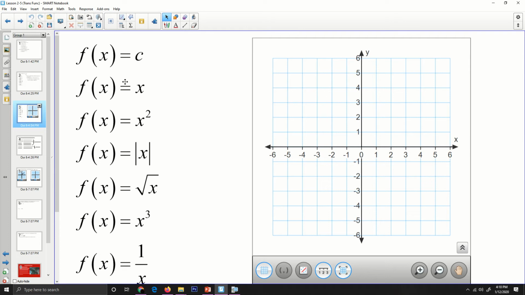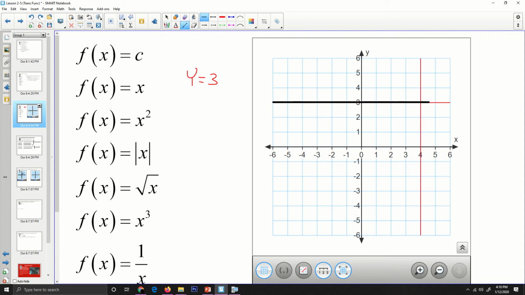So the constant function, just as a real quick one, a constant function is something like y equal to x. Actually, that's not a constant function. Y equal to 3, and we know that y equals 3 is a horizontal line. And so anytime you see f of x equaling a constant of some sort, it is going to be a horizontal line that passes through the y-axis at that constant.